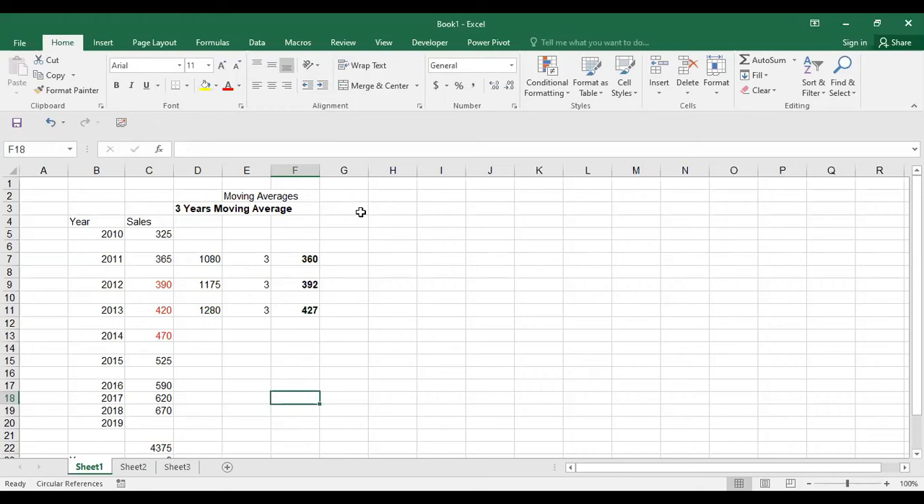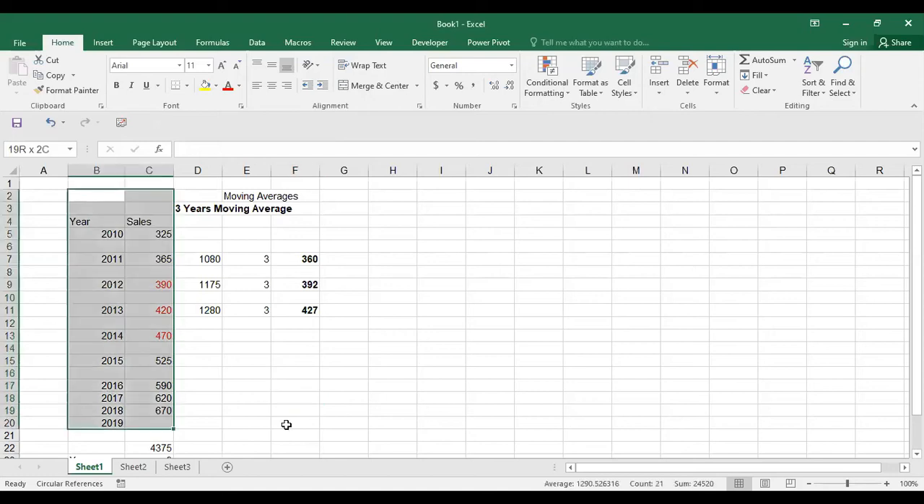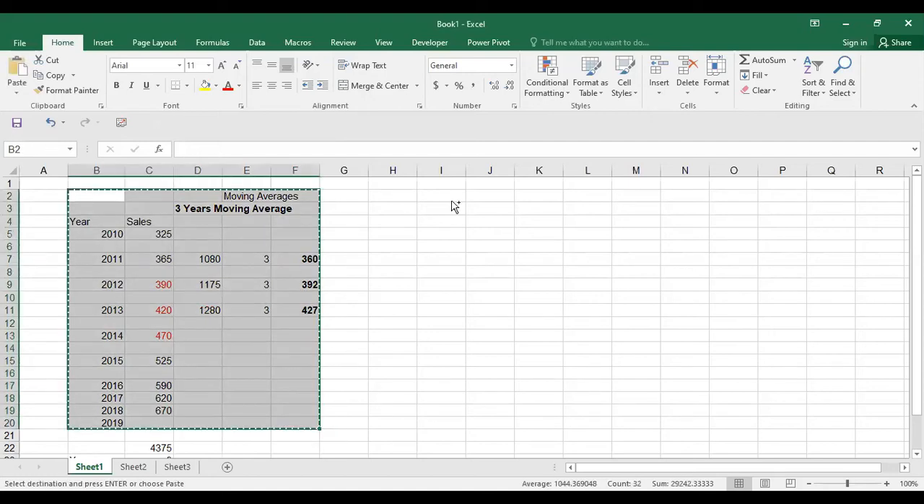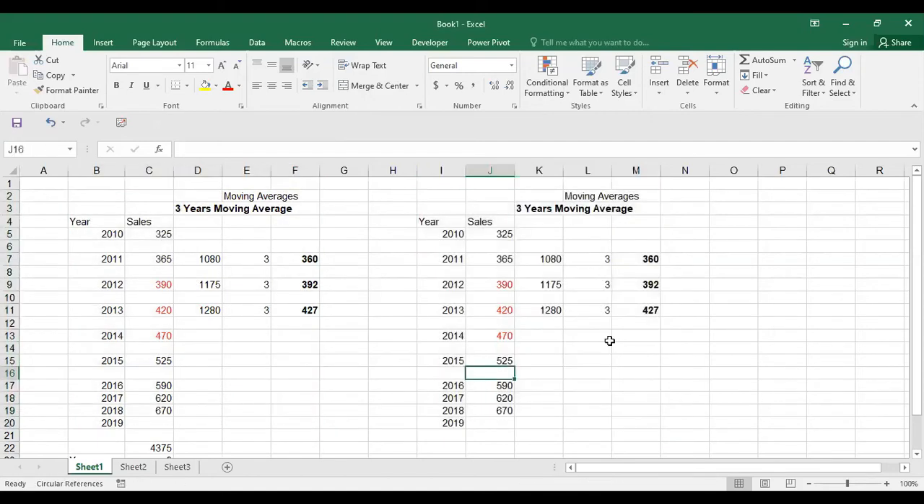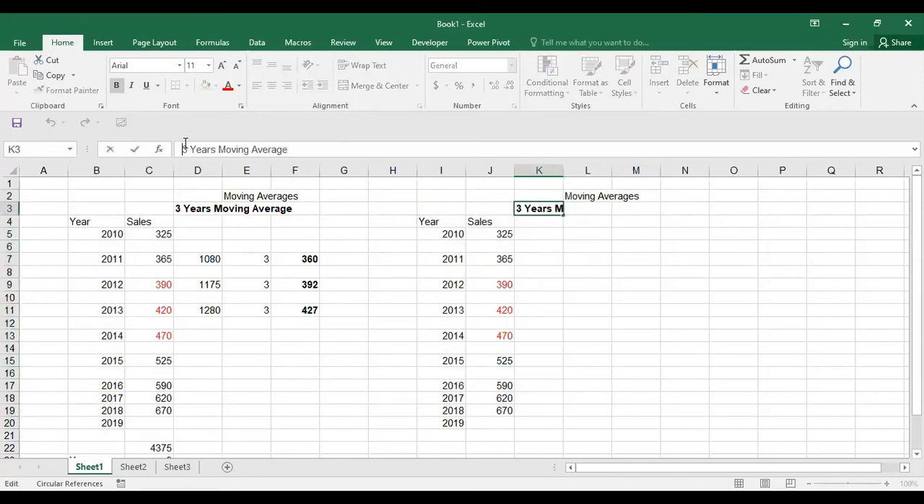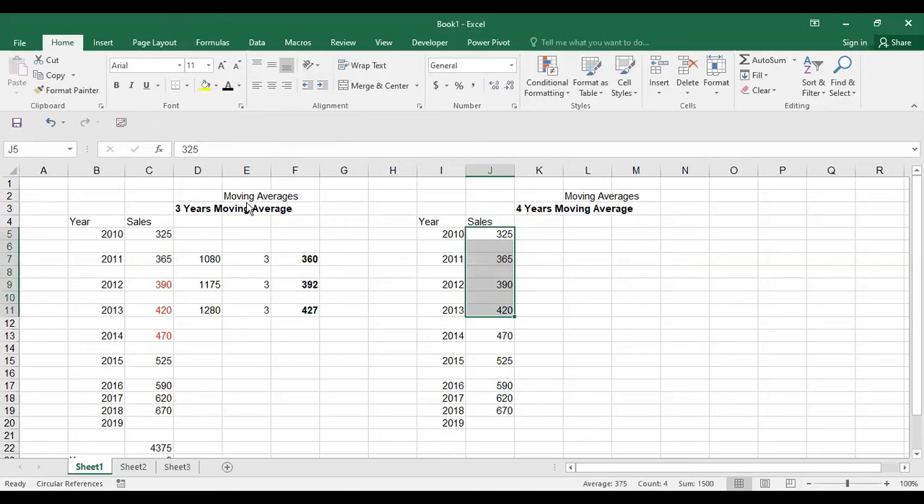Now, imagine that I have to make the same data, let me copy paste it here. And I say that now you don't have to calculate a 3-year moving average. You have to calculate a 4-year moving average. So now I'm doing a 4-year moving average. If I have to do a 4-year moving average, what you do is you take 1, 2, 3, 4. 4 years you will take, and you will take their average.